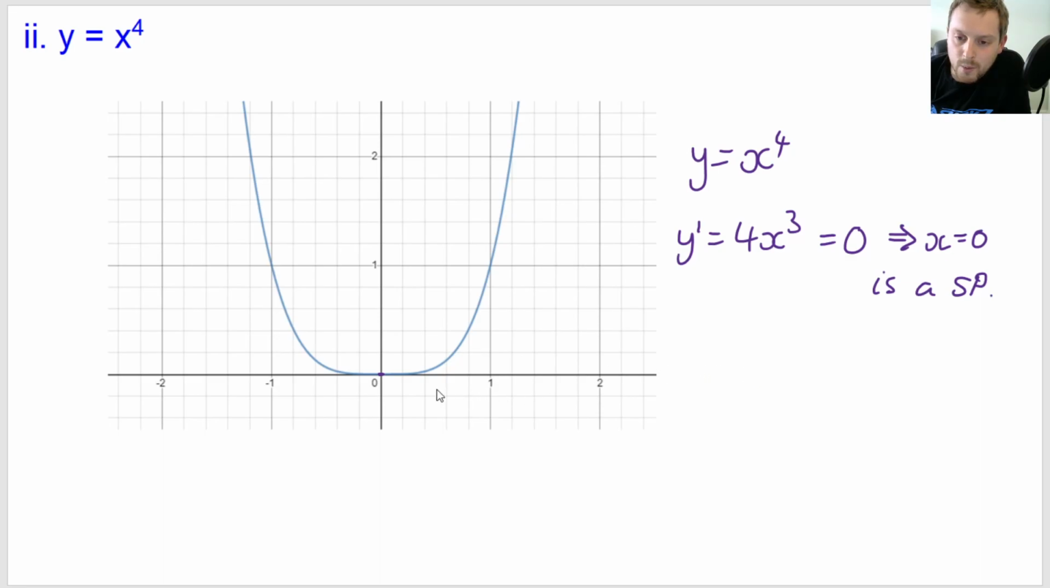And what sort of point is that? Is that a point of inflection? No, that's very much definitely a minimum. That's the least x to the power of 4 can be, is 0. Anywhere else, and you're going to have something greater than 0. So this is definitely a minimum. And again, that's by inspection.